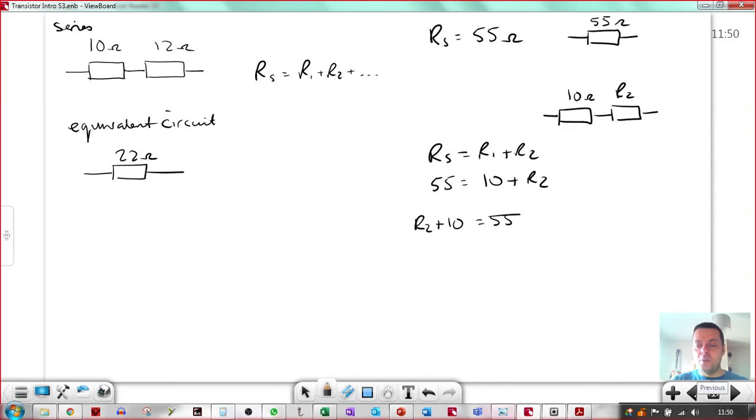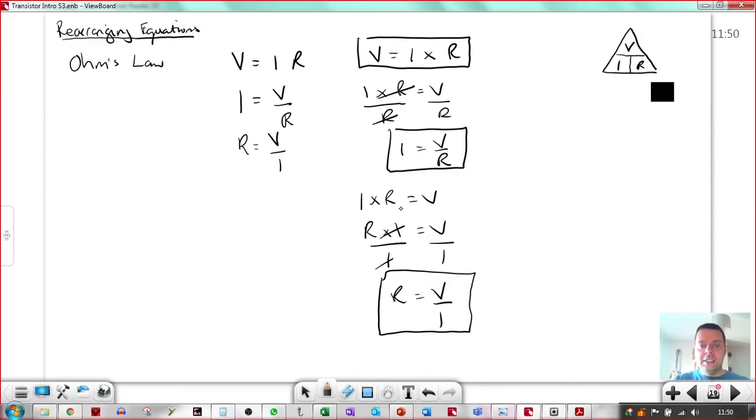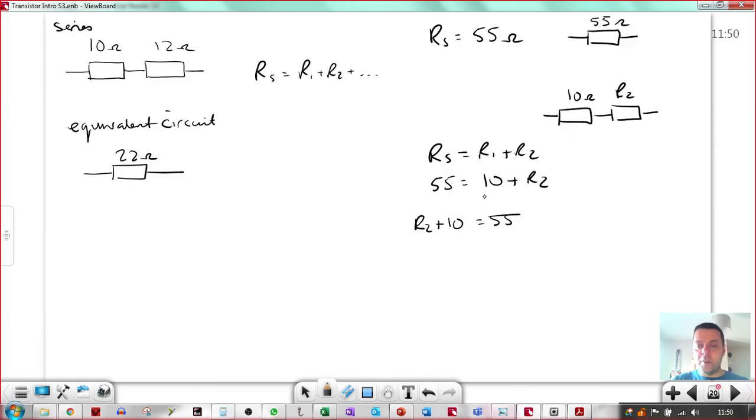Just like we did with Ohm's law, you do the opposite action. If I is multiplying here, we divide both sides and that removes it from one side. It's the same deal here. You do the opposite. The opposite of addition is subtraction. So if we subtract 10 from both sides, R2 plus 10 minus 10 equals 55 minus 10. The plus 10 and minus 10 cancel out, which leaves us with R2 equals 55 minus 10, which equals 45 ohms.